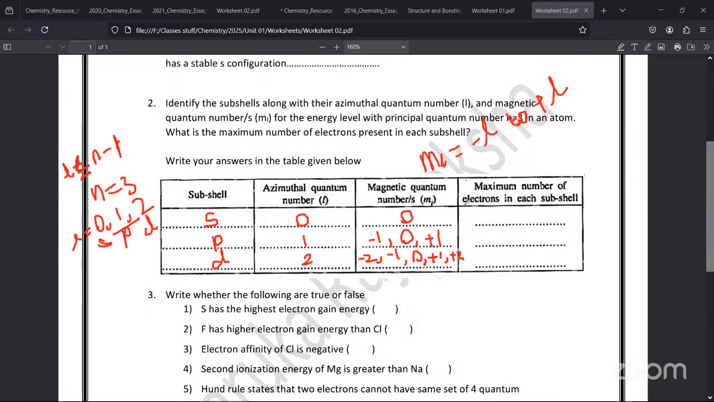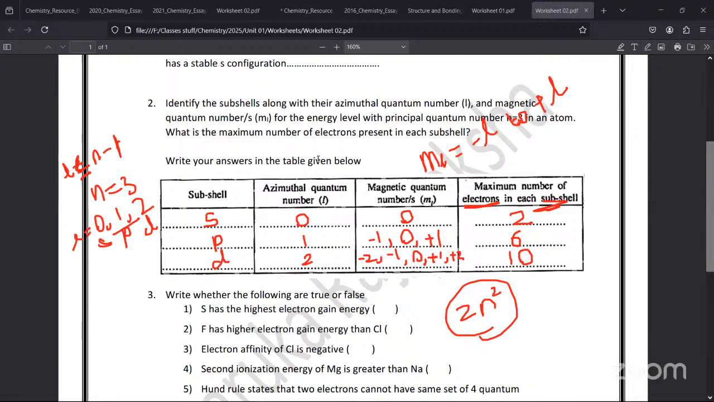Then the maximum number of electrons. You know 2n squared, but that is for a whole energy level. Now they are asking how many electrons we can put in each subshell. The s orbital can be filled only with 2 electrons, that's a very basic thing. The p orbital you can fill with 6 electrons, and the d orbital with 10 electrons. That's the maximum number of electrons in each subshell, so that's one done.